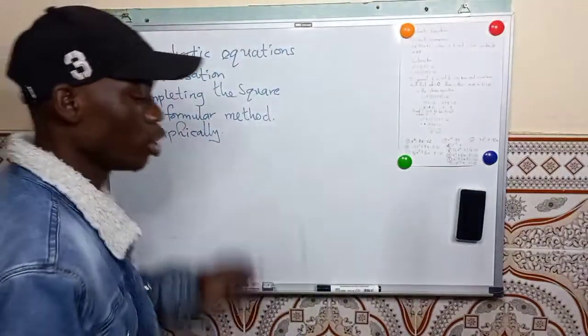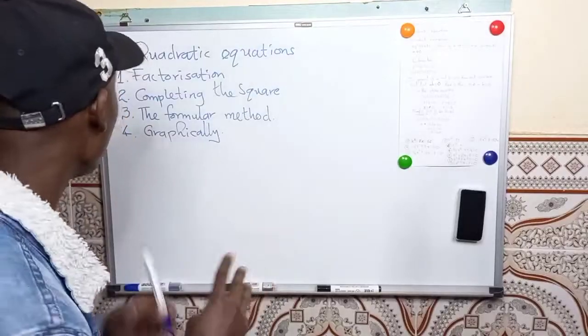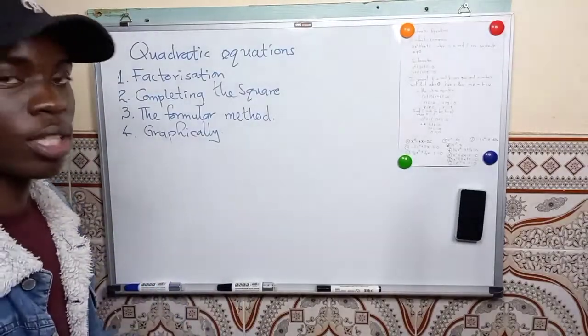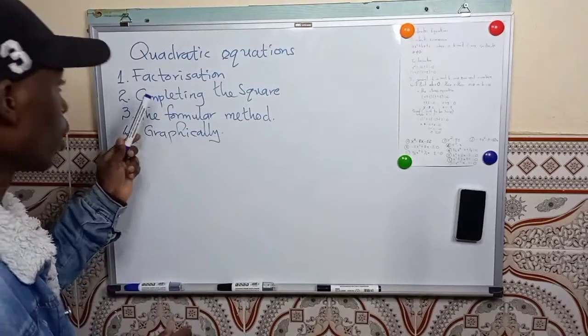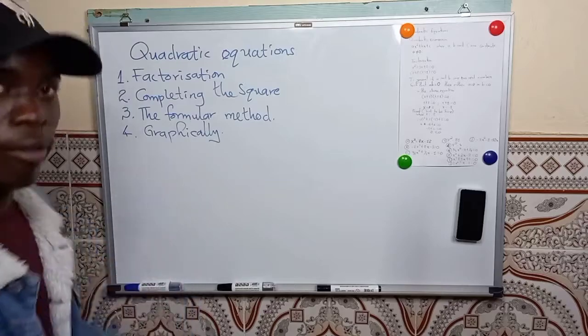Topic today is quadratic equations, and on quadratic equations we have about four ways of solving them. The first one is the factorization method. After that, we look at the completing the square method, then the formula method, then we solve it graphically.